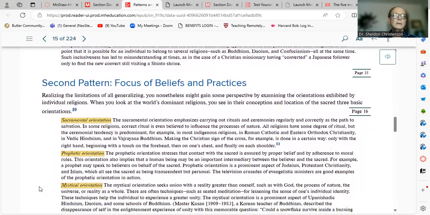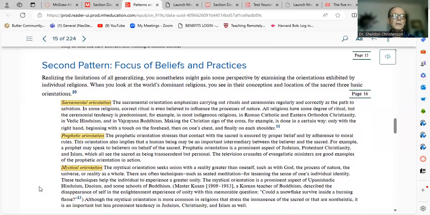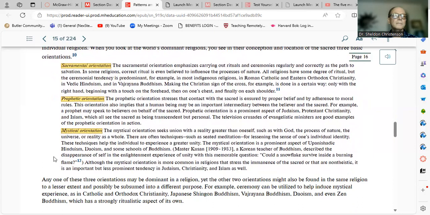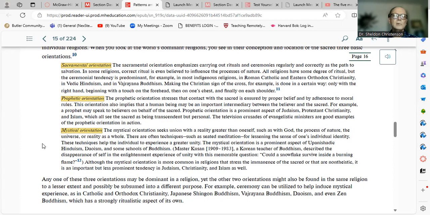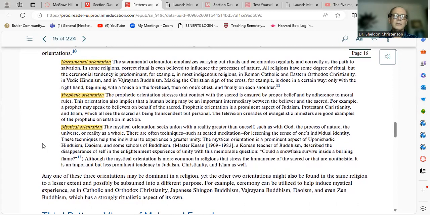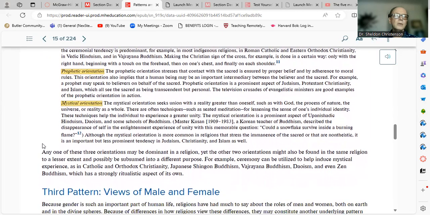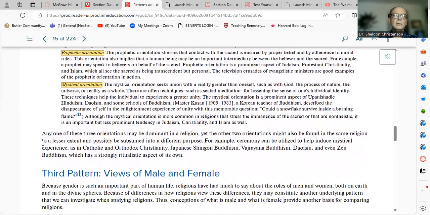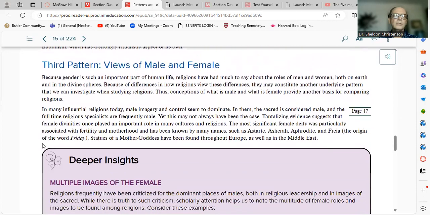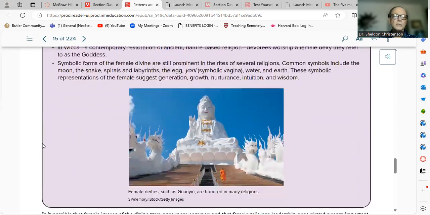The next one is focus on beliefs and practices. We have a sacramental orientation. Each religion is going to have some form of sacraments or sacred practices. Prophetic orientation makes connecting with the sacred to ensure proper belief and behavior. And a mystical orientation. And the third one is views of male and female, which have been continually changing over the centuries.